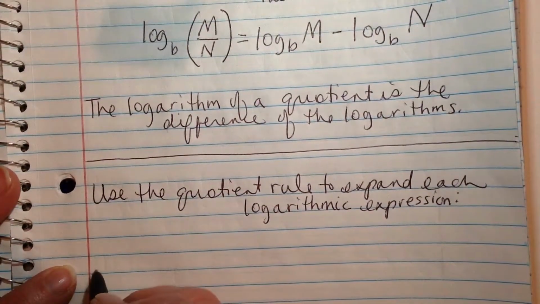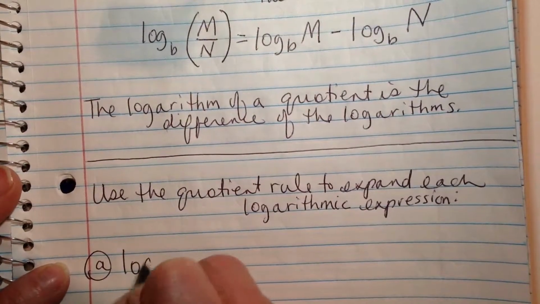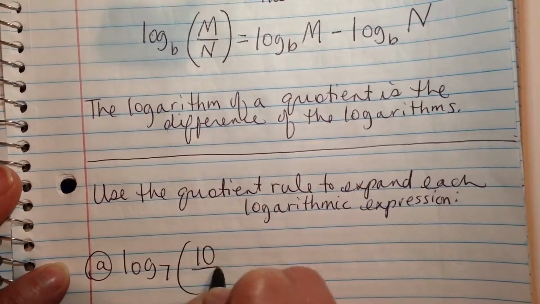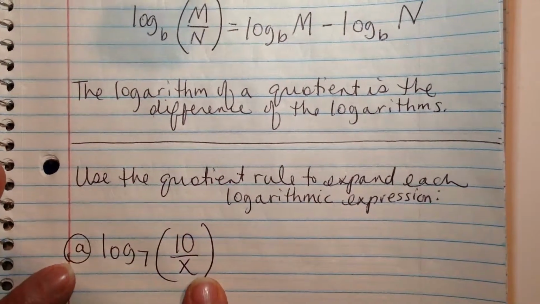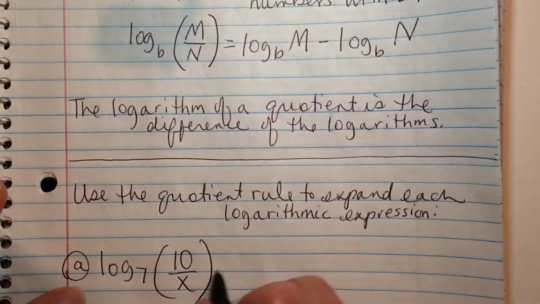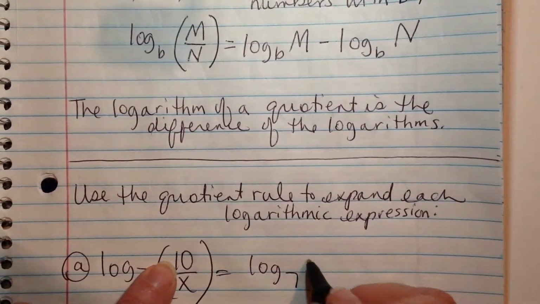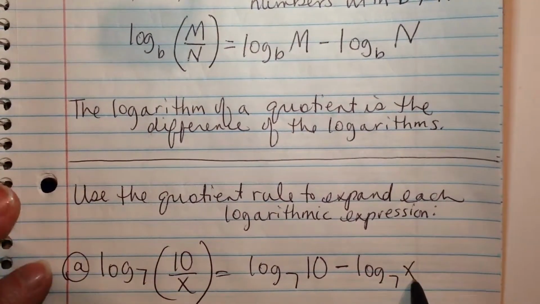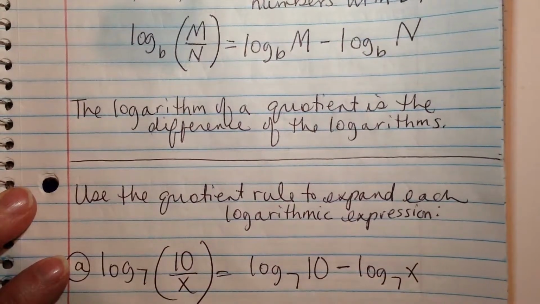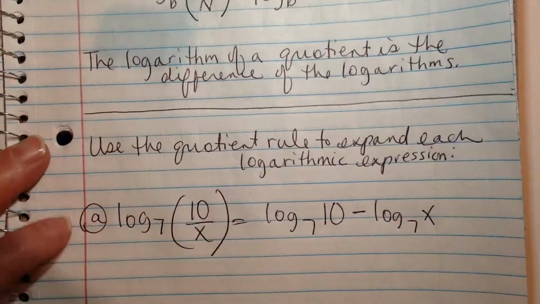So let's use the quotient rule to expand each logarithmic expression. So let's look at this first one here. You see they're dividing. This is a quotient. So according to our quotient rule, we take log base 7, use the one in the numerator first, 10, minus log base 7 of x. Now, if we could evaluate any of these logarithms, we would, but we can't in this one. All right, let's go to part B.